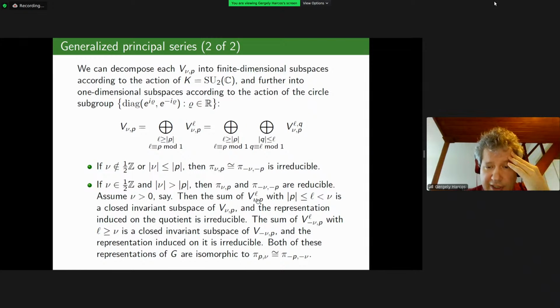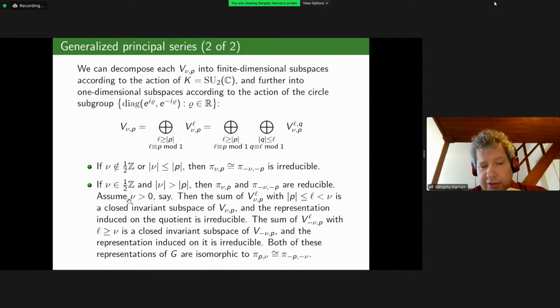Now, without loss of generality by symmetry, you can assume that nu is positive. Then in V nu p, the K types that correspond to L less than nu, and then also necessarily at least absolute value of p, these finitely many K types together span a closed invariant subspace. It's a finite dimensional invariant subspace of V nu p. And when you take the corresponding quotient, that's irreducible.